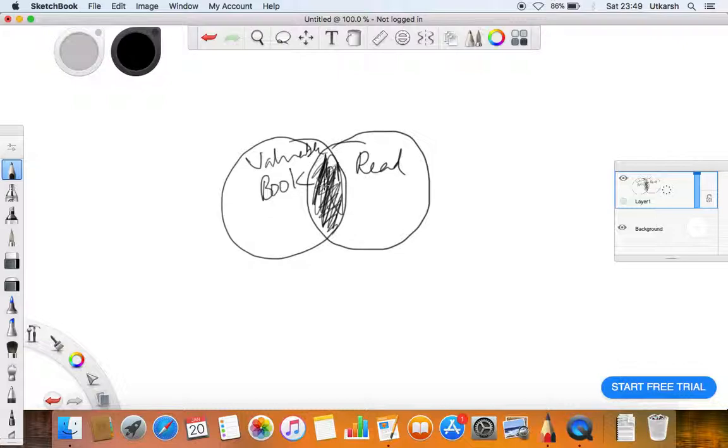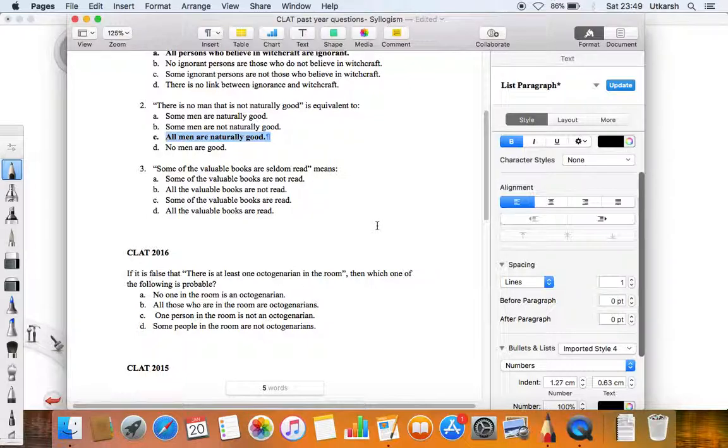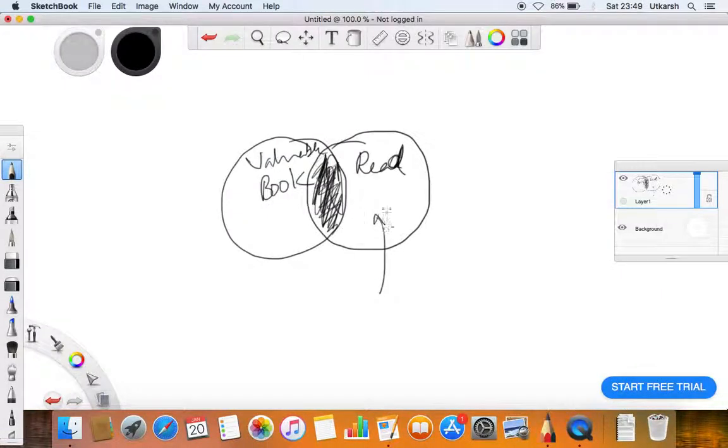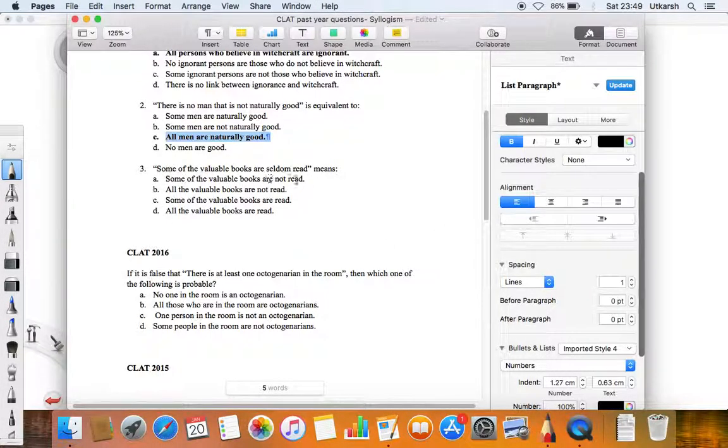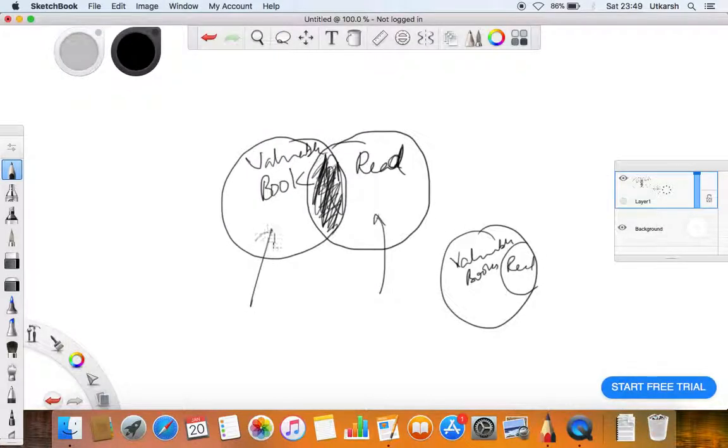Anyway, so yeah, some of the books are read, some valuable books are not read, and some of the reading, okay, this some of the reading may not be of valuable books. Again, this is just an assumption I'm making. If you come up with something like this, right, read valuable books, I think you can work this question out with this also, right? Some of the valuable books are not read. Again, this is evident. These are the valuable books which are not read.